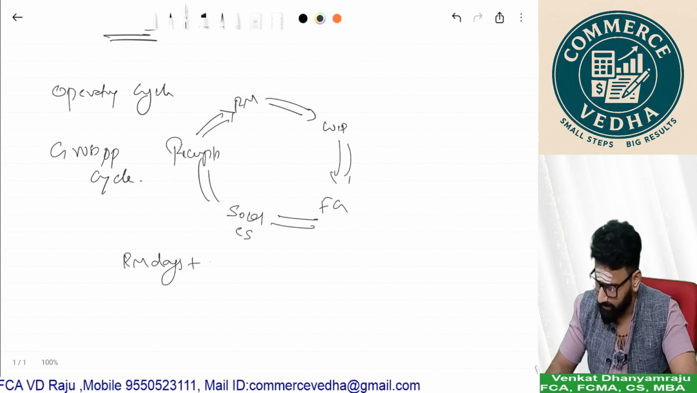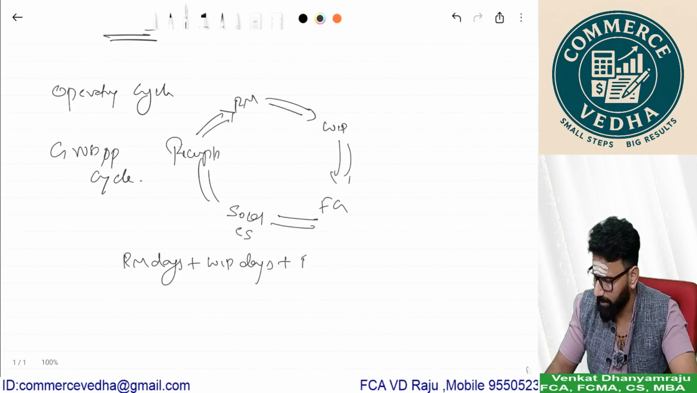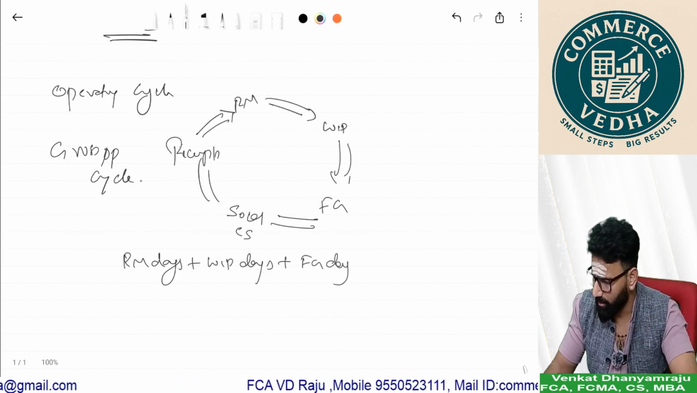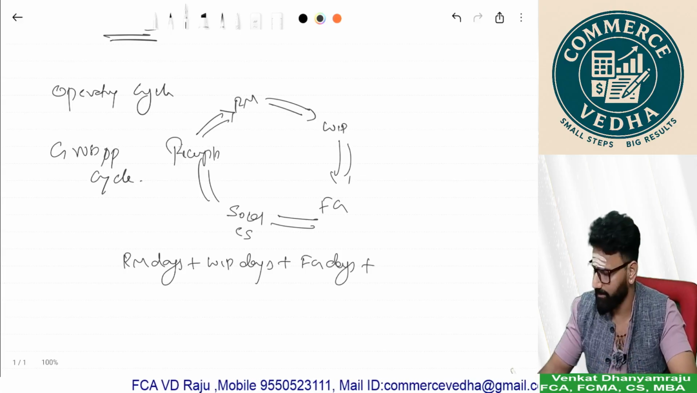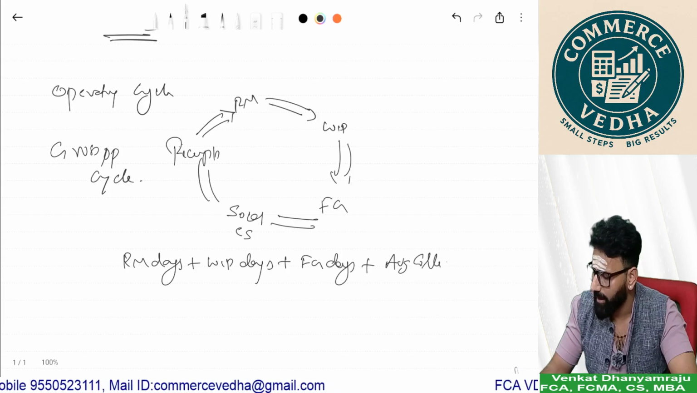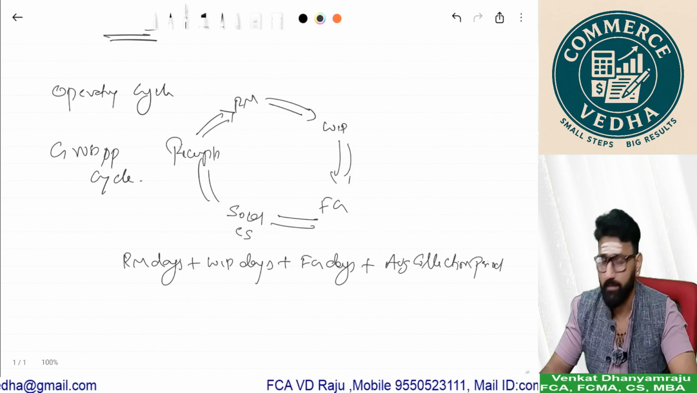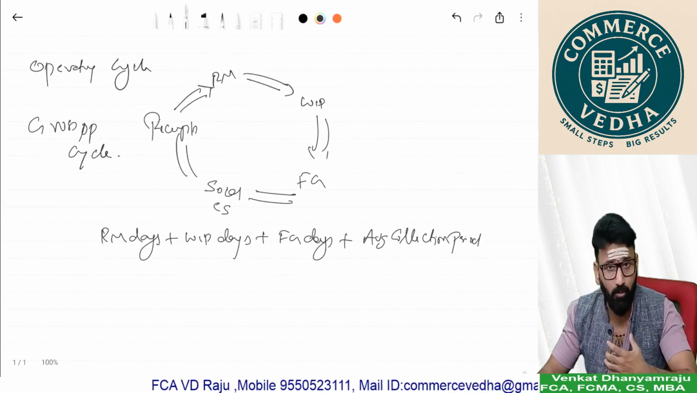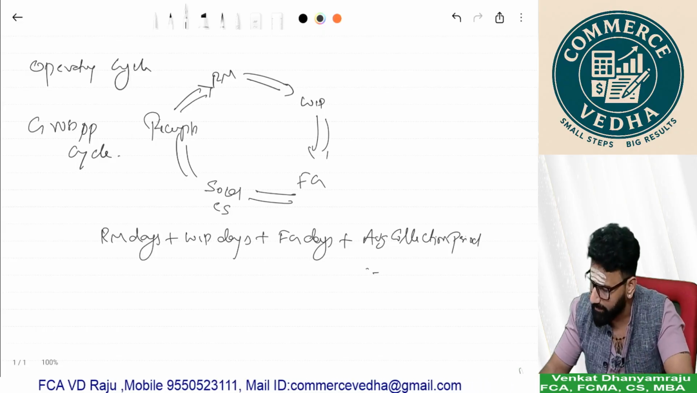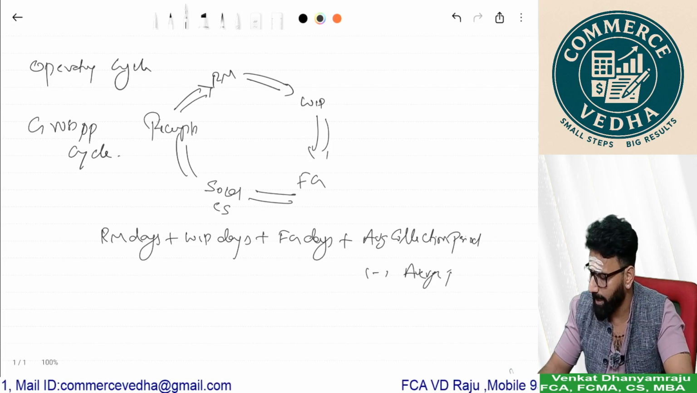How do we compute this cycle? Raw material days plus work in progress days plus finished goods days plus average collection period, that means how many days the debtors will take to pay you the money, minus average payment period.